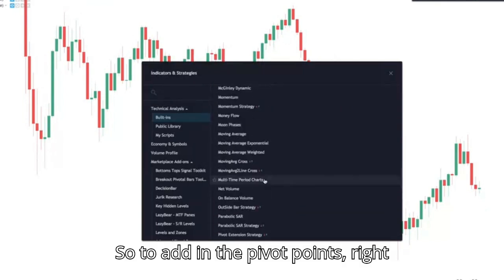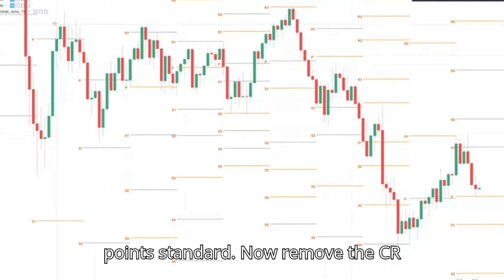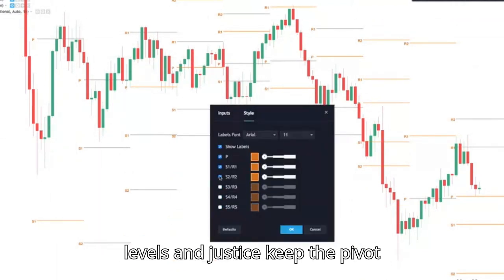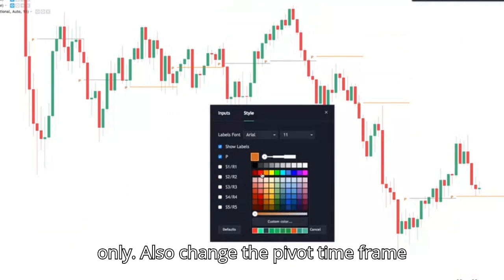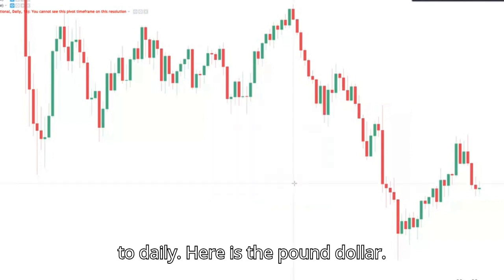So to add in the pivot points, right-click, Insert Indicator, go to Pivot Points Standard. Now remove the CR levels and just keep the pivot only. Also change the pivot time frame to daily. Here is the pound dollar.